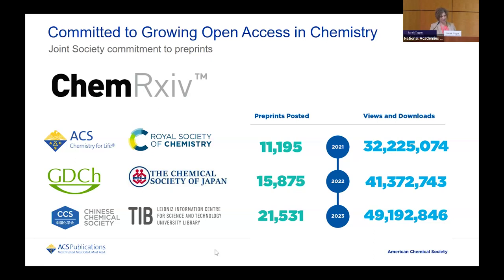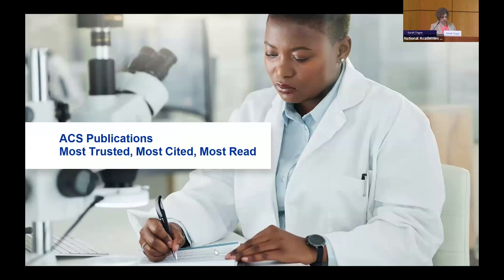ChemArchive, just to reiterate, is free to authors and readers, with the costs for ChemArchive borne by the five partner societies. So just to close out, scholarly societies play a unique and critical role within the publishing ecosystem. Our goals are quite different from commercial publishers.